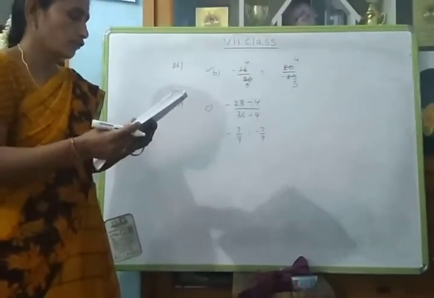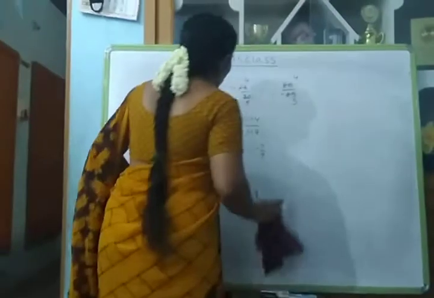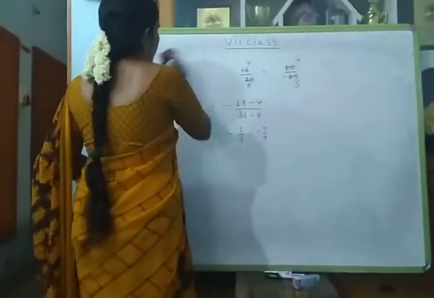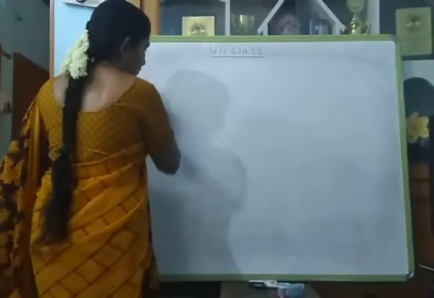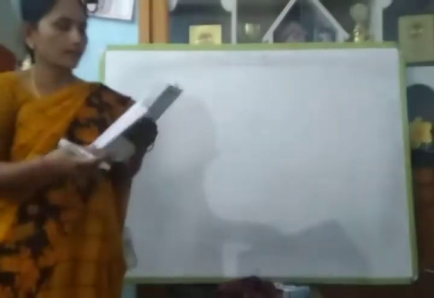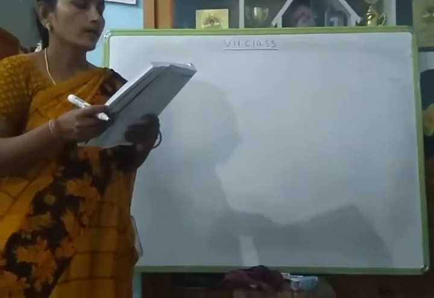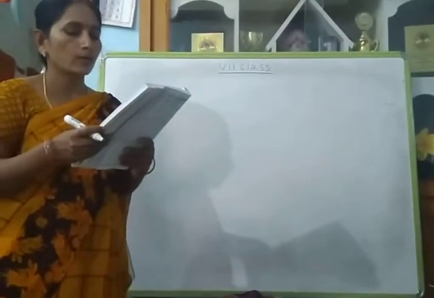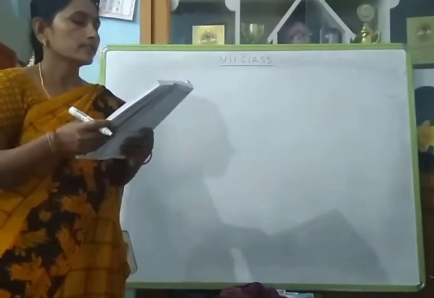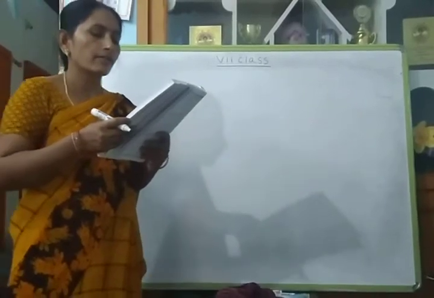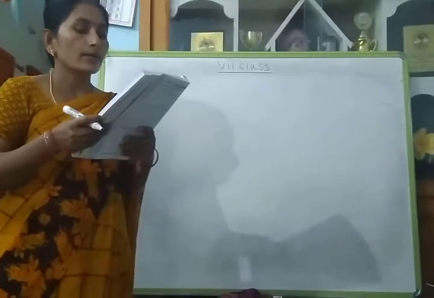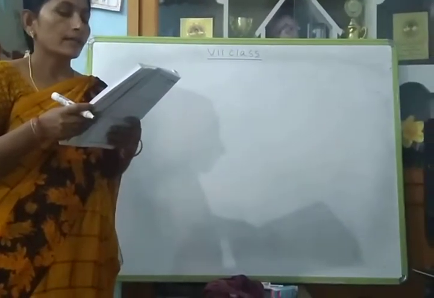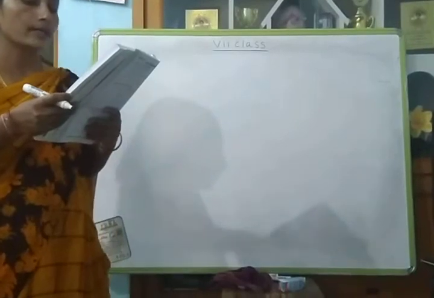Next one, the 34th also I gave as homework. Look at the 34th one. See Nana, which of the following is false? Option A: every fraction is a rational number, but every rational number need not be a fraction. Correct only, no? Next: every integer is a rational number, but every rational number need not be an integer. It is also correct.